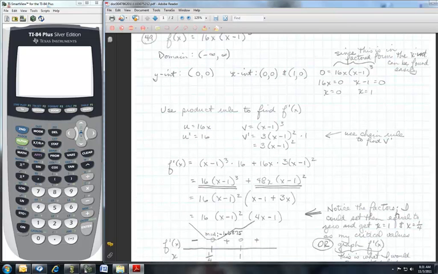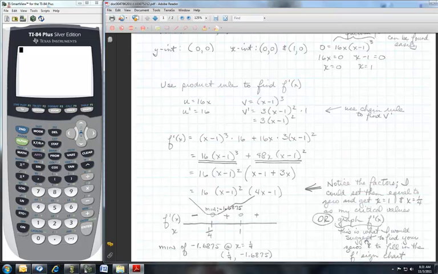Now I've got over here, notice the factors. I could set them equal to 0 and get x equals 1 and x equals 1/4 as my critical values, or you can graph it. Now this is what I would suggest to find your zeros, because you also are able to fill in your f prime chart. So let me go over and graph this.